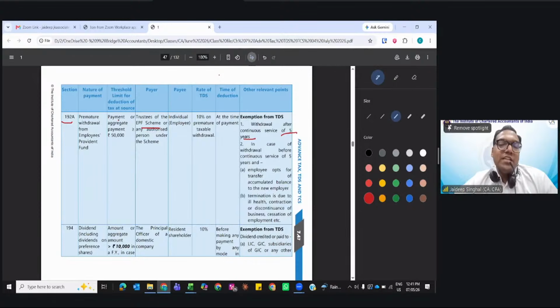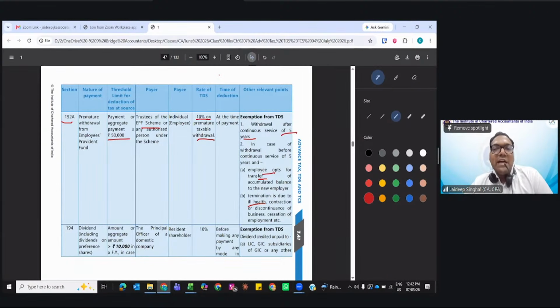Will the question of TDS arise if it is non-taxable? They say it is non-taxable after 5 years, or if transferred from one employer to another employer, or if it is to the bill health. Now if it is taxable, and the amount is greater than 50,000, there is a TDS of 10% to be deducted.